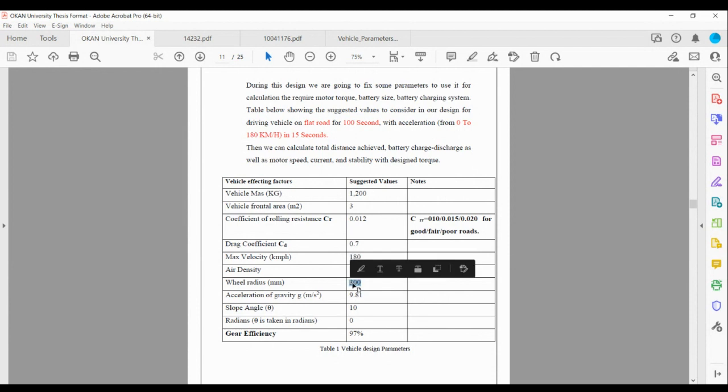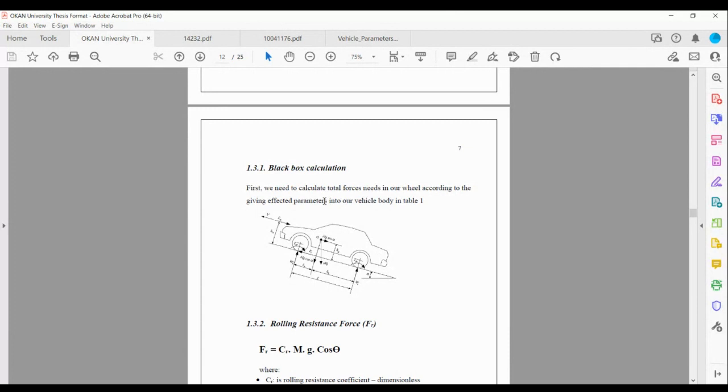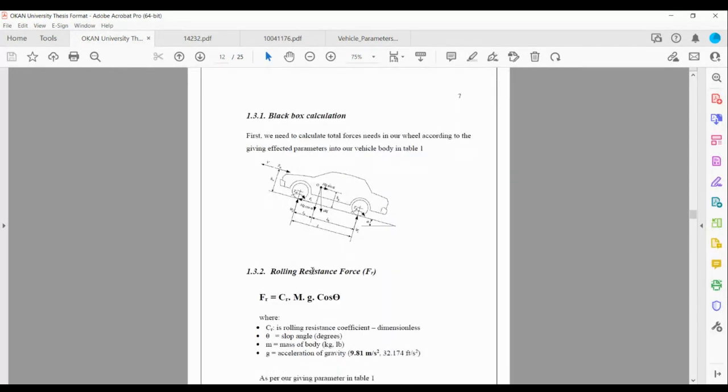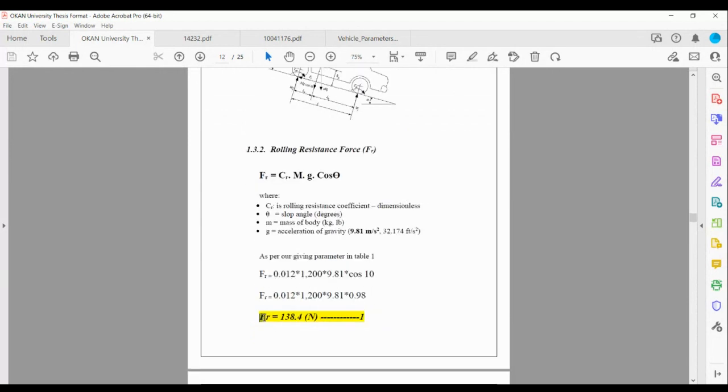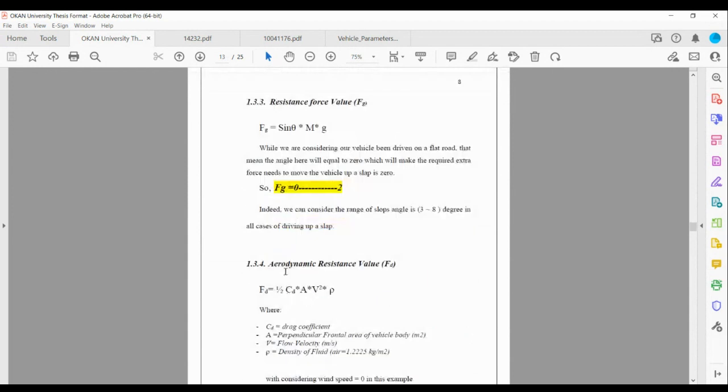Air density, wheel radius, acceleration of gravity, maximum slope angle in radians, gear efficiency. Okay. And then, step by step, he tried to calculate power needs. Rolling resistance force, firstly. He calculated rolling resistance as 138 Newton.